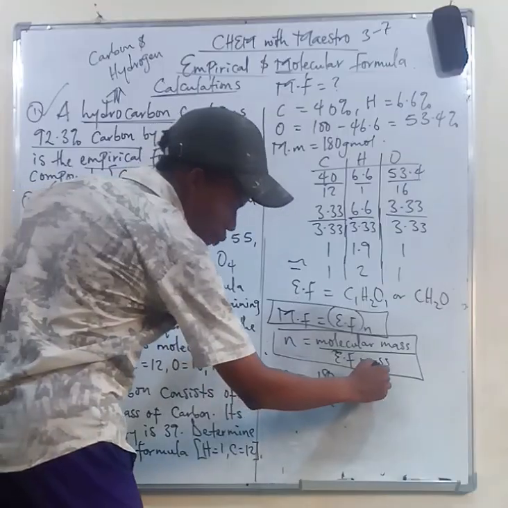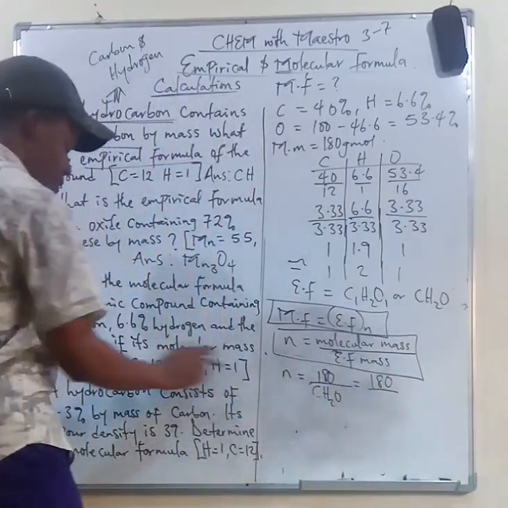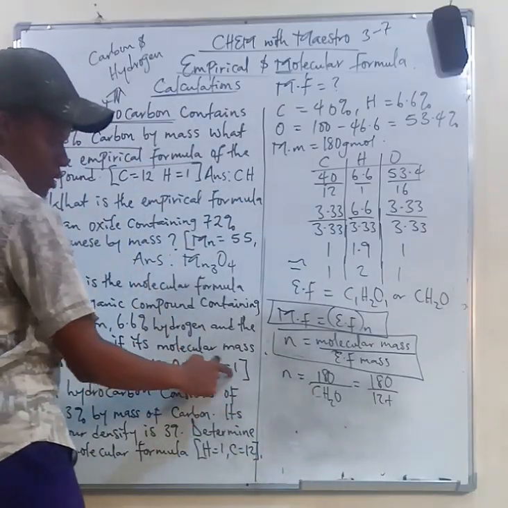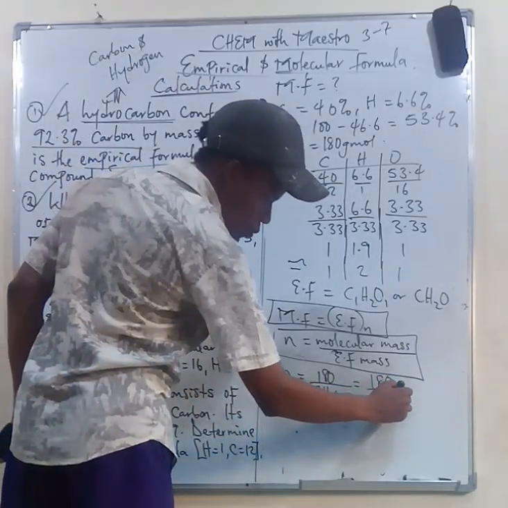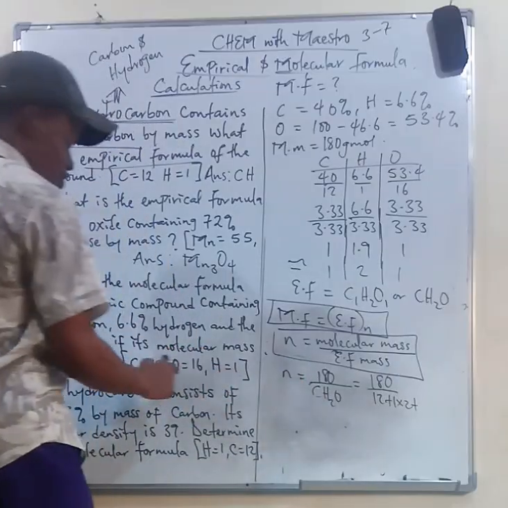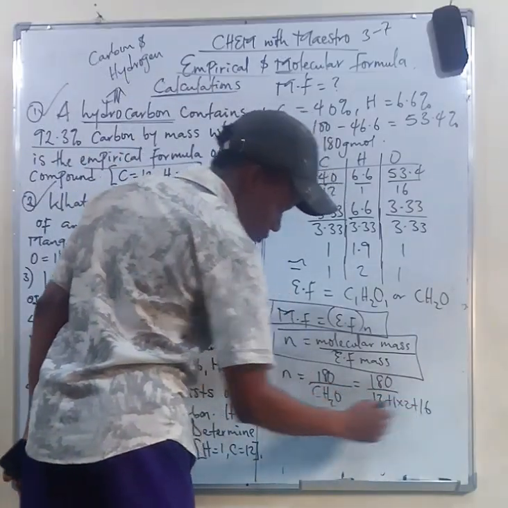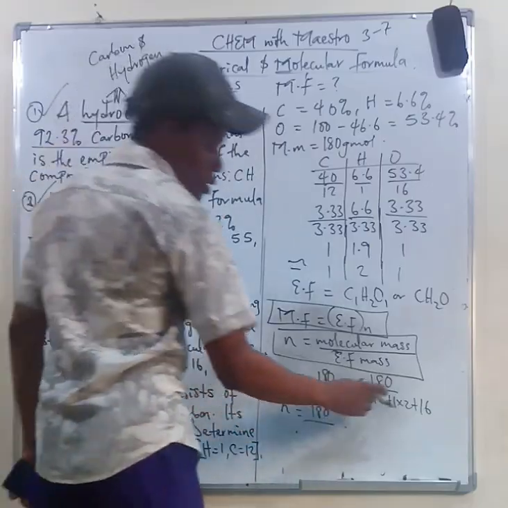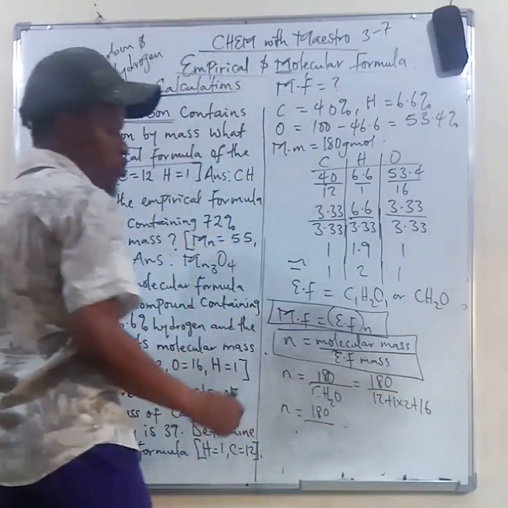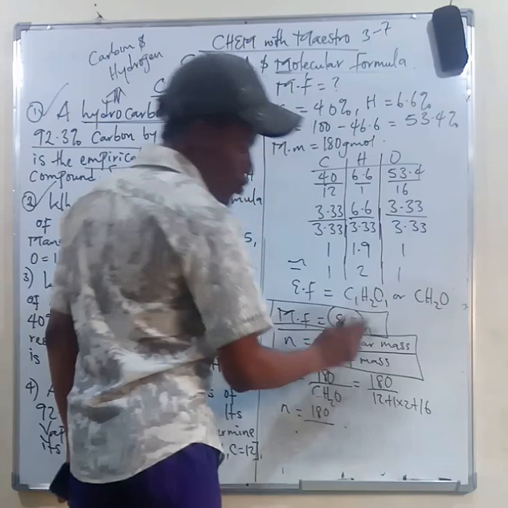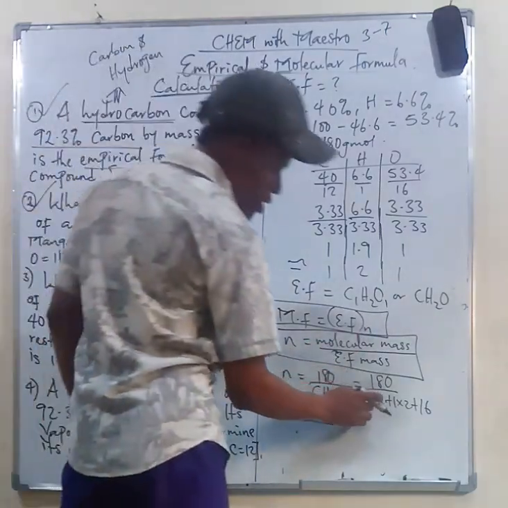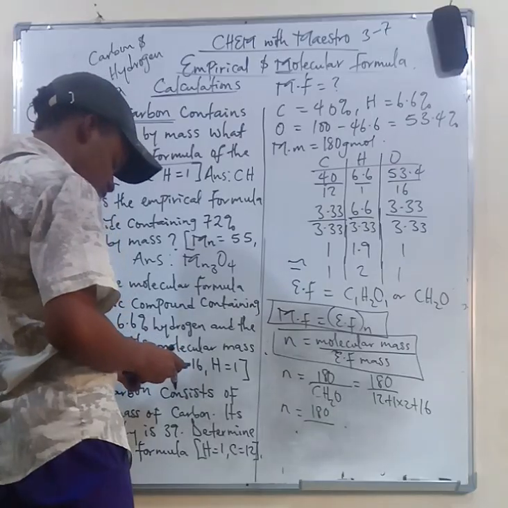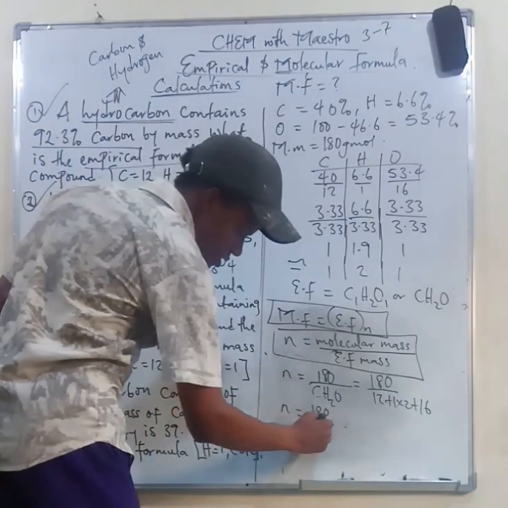CH2O. So we have 180 is equal to, what is carbon? 12. So we have 12 plus, hydrogen is what? 1. But there's 2 attached to it. So now say 1 times 2 plus oxygen is what? 16. So N is equal to 180 over 12 plus 2, 14. 14 plus 16, I think that should be 30. 14 plus 16, yes, that is 30.